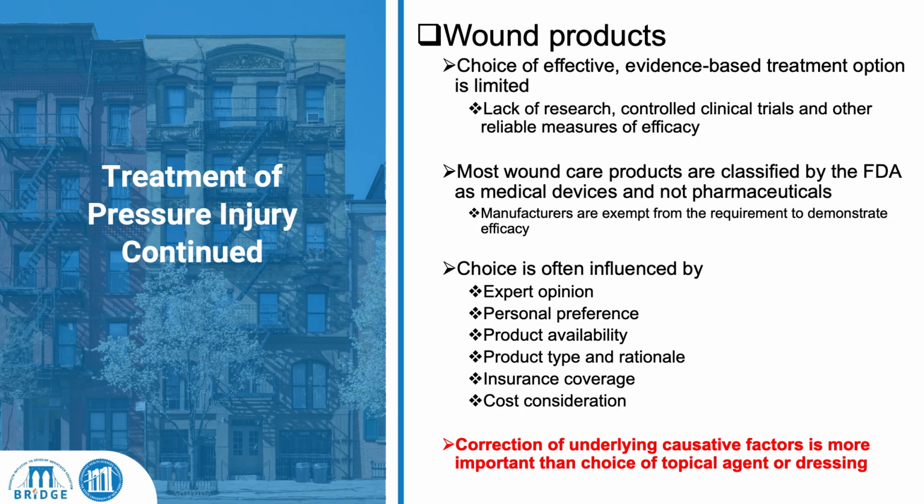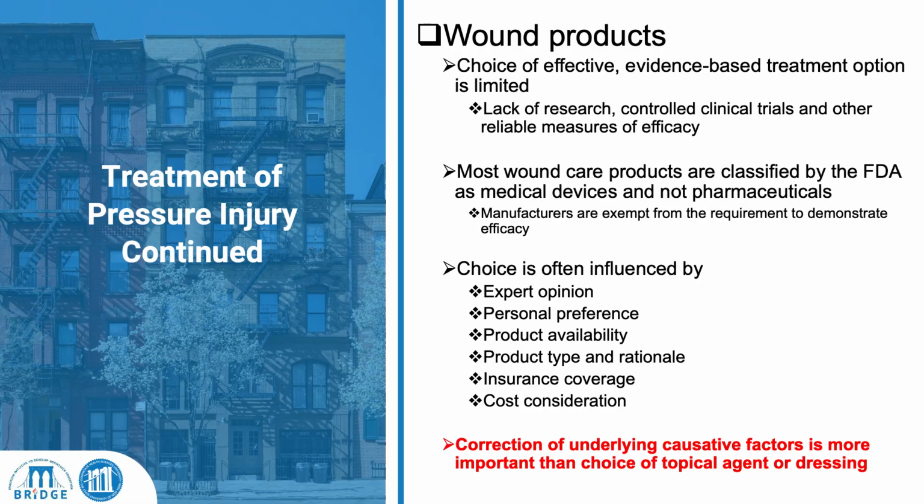Treatment of pressure injury also includes utilization of wound products. The choice of effective evidence-based treatment is limited, and this is primarily due to the lack of research or the lack of controlled clinical trials and other reliable measures of efficacy to justify using a particular product. And this is also because most wound care products are classified by the Food and Drug Administration as a medical device and not necessarily as a pharmaceutical. Therefore, manufacturers are exempt from the requirement to demonstrate efficacy.